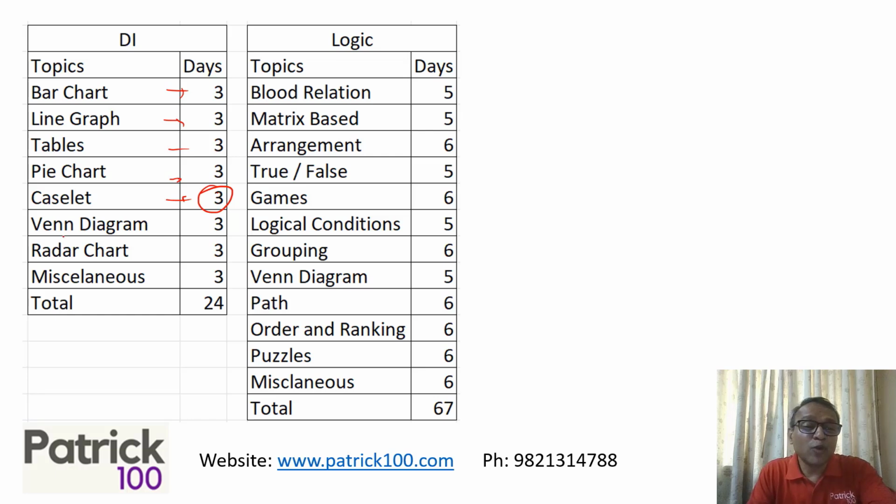There are Venn diagrams in both DI and LR, because there are Venn diagrams which are DI based and Venn diagrams which are LR based. In the CAT, you have more Venn diagram questions which are slightly logic based. So you can look at that.